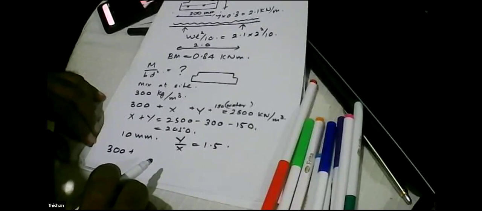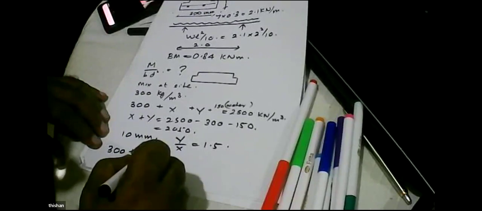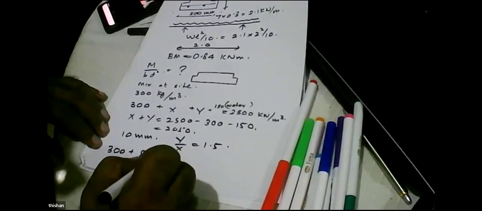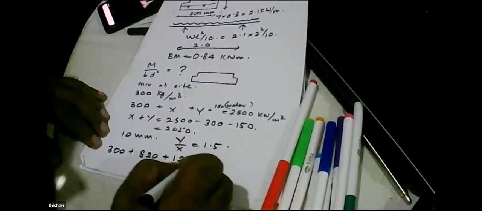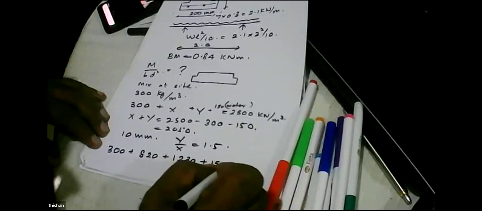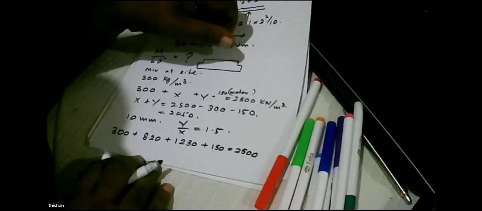So I can say 300 plus 820 plus 1,230 plus 150 equals 2,500. Do you agree with this? These numbers, Bandhuka? Yes, add it and see. Yeah, correct, sir. Because I use this ratio and allocate it. So these are the numbers.